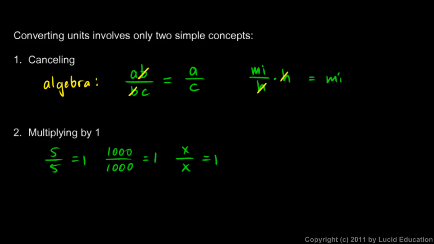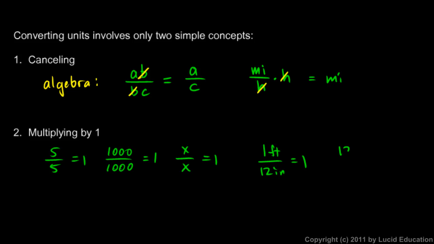So we can write this, for example. I can write 1 foot over 12 inches is equal to 1. And that's true because 1 foot is the same thing as 12 inches. Now 1 over 12 is not equal to 1, but 1 foot divided by 12 inches is equal to 1. As long as the top and the bottom of the fraction are the same, then the fraction mathematically has to be equivalent to 1. And 1 foot is the same thing as 12 inches. So that fraction has to equal 1.